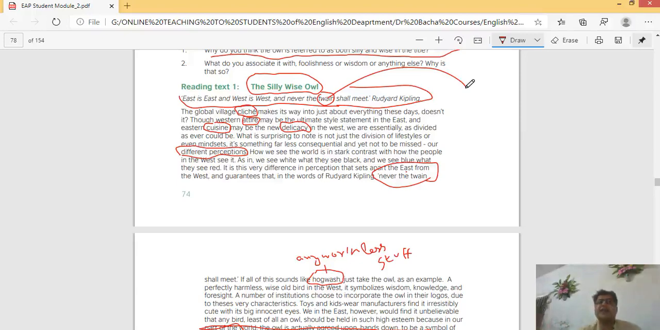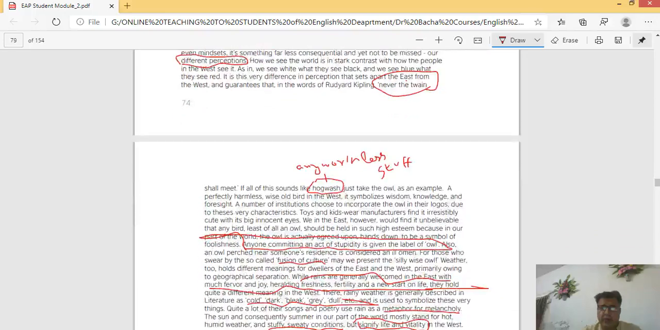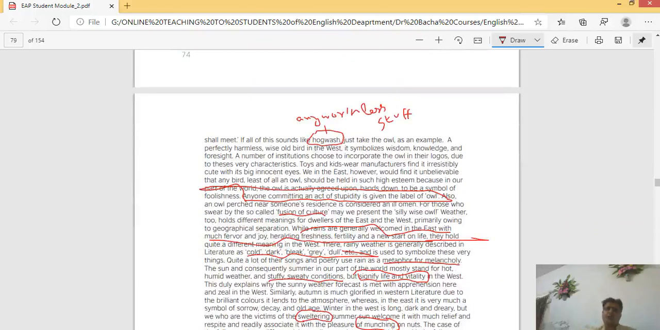And delicacy means refinement, okay, a daintiness, you can say. And different perception, different means different thoughts, right. Actually this paragraph basically has another word, that is hogwash. Hogwash means any worthless stuff, stupidity, such an expression which doesn't mean anything, right.